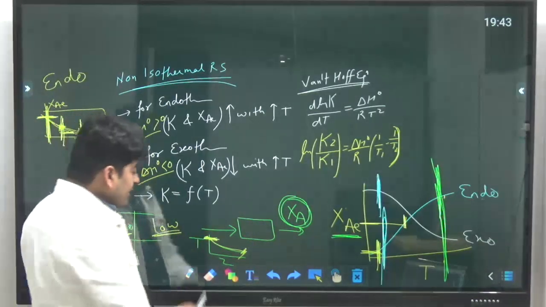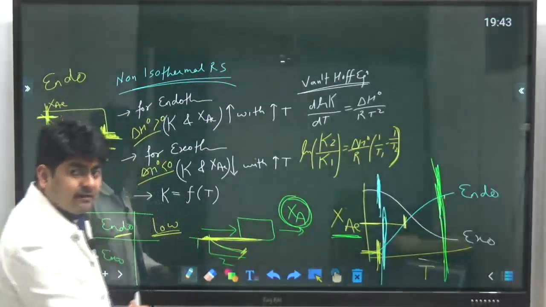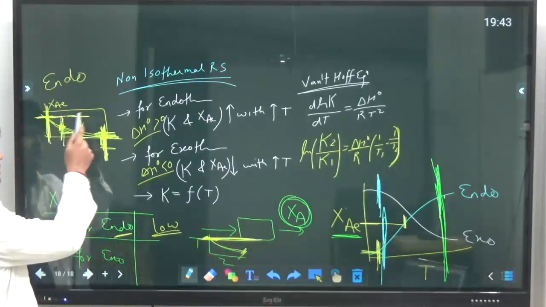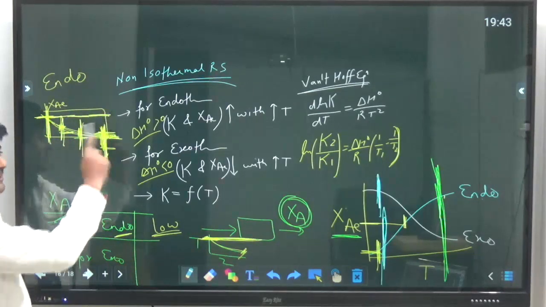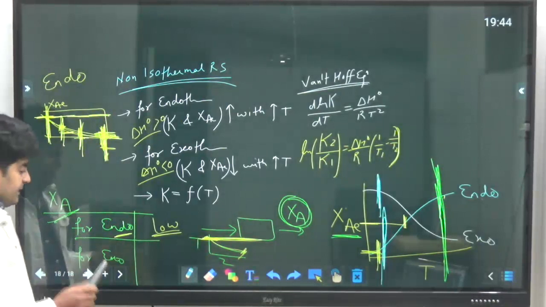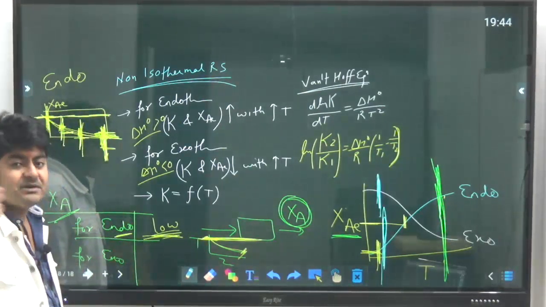But if I keep maximum temperature throughout, then 100 molecules, 100 molecules, 100 molecules, 100 molecules. So throughout we have maximum equilibrium conversion. It means overall conversion will be maximum as well. So that you have to understand.